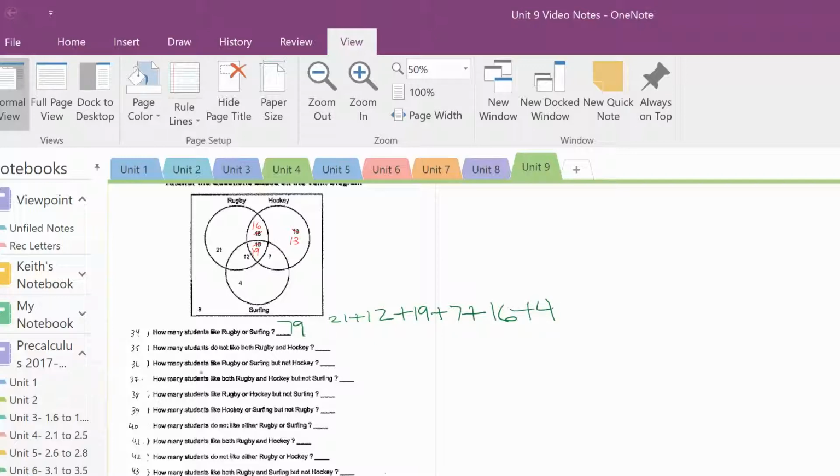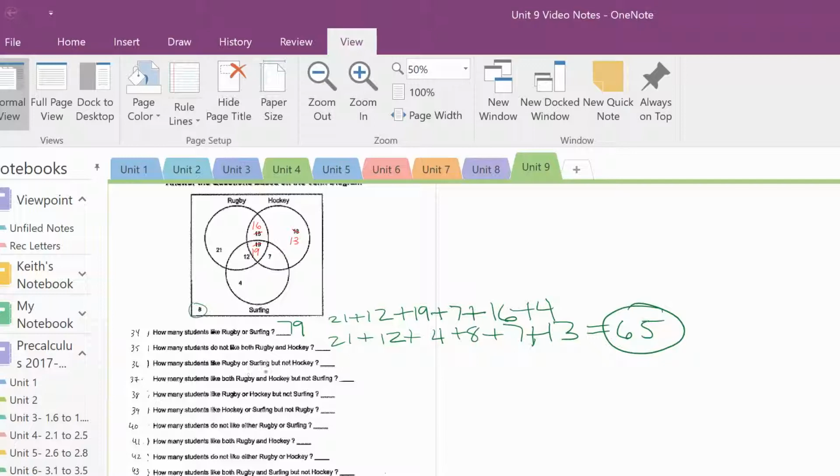How many students do not like rugby and hockey, meaning they only like one or the other or neither? Basically the ones you eliminate are the intersection. So the only ones to take into consideration here are 21 plus 12 plus 4, and even this 8 over here counts, plus 8, plus the 7 here, and plus the 13, and that gives you 65.